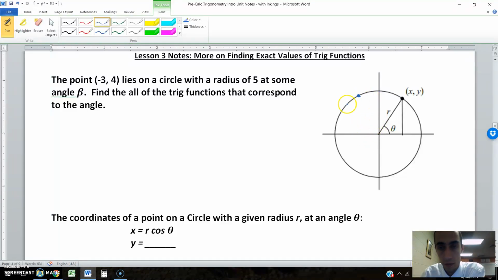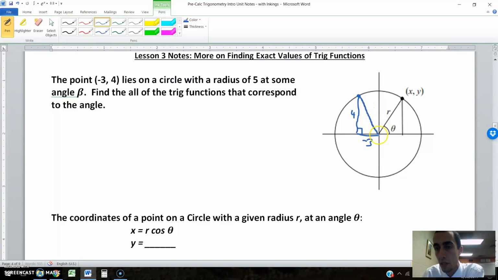What we can tell from that then is that this height here is going to be 4, because that's what the y value is. And this distance here is going to be 3. We'll call it negative 3 since we're going to the left. What we've got then is a right angle, and so we've got 2 legs of a right triangle.